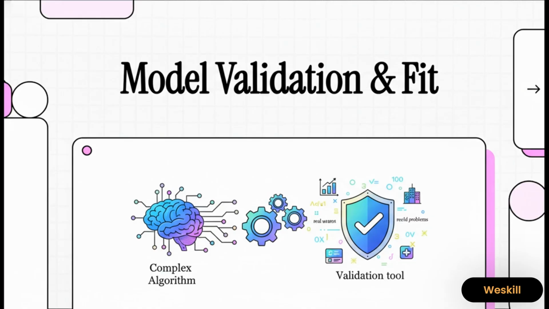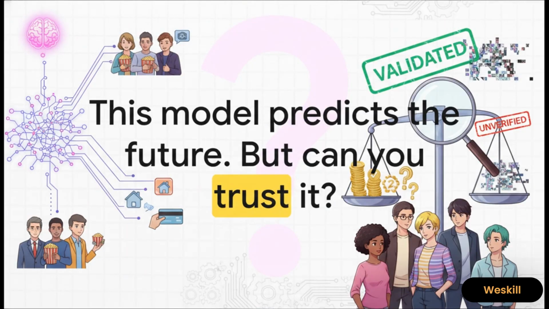So let's talk about one of the most important steps in all of data science, model validation. This is the part that takes a really complex algorithm from being just a fancy guess and turns it into a tool you can actually trust to solve real problems. Let's dive in.